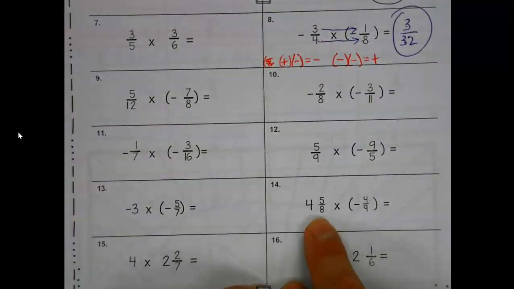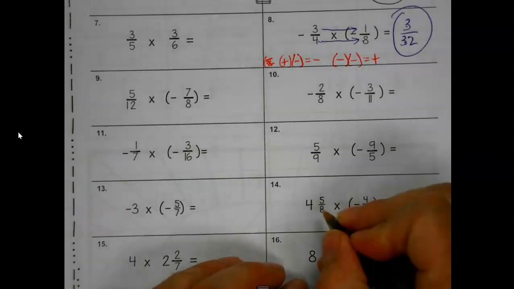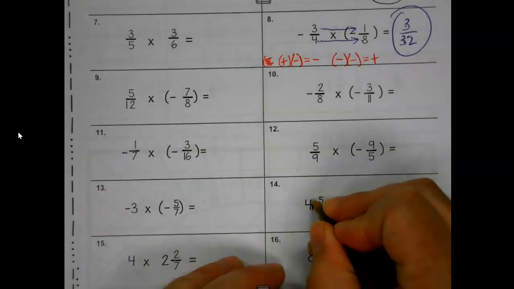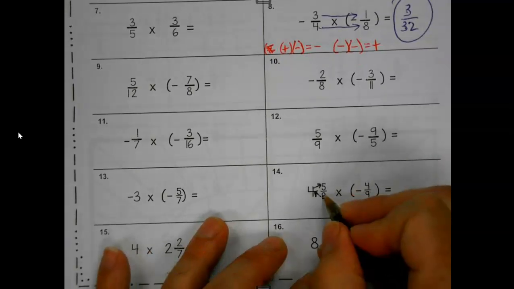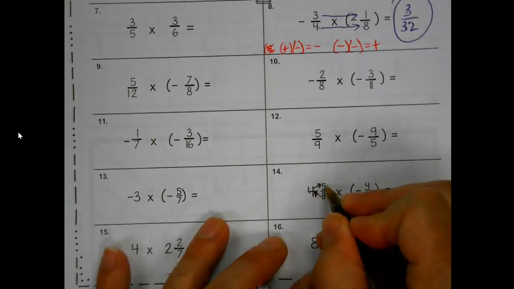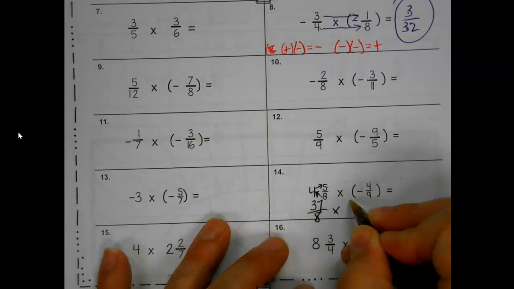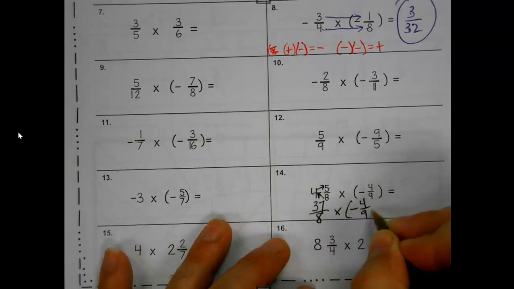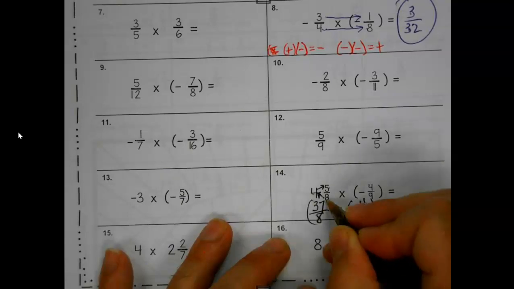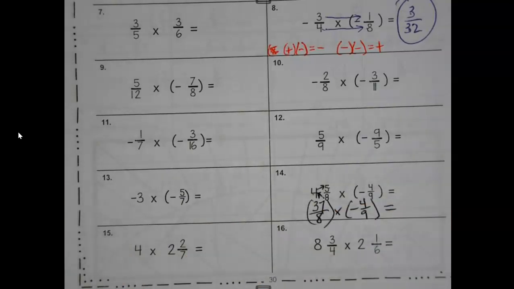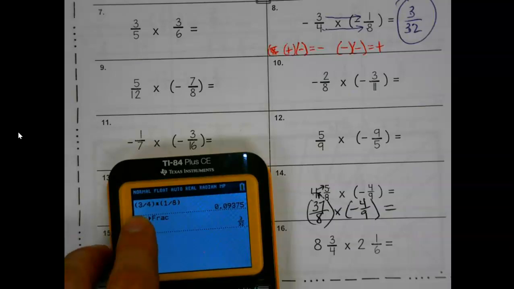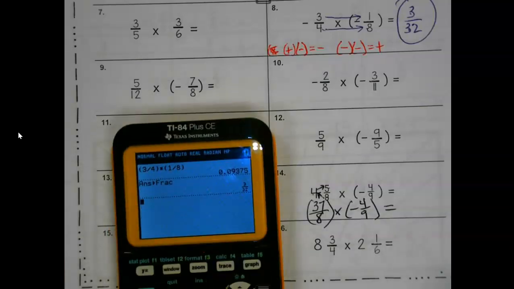Mixed numbers, we just change back into improper. We'll do one last one here, because the division we're just flipping. 32 plus 5 is 37. If you want to do it all in the calculator at once on one of these, just remember fractions you're going to want to put in parentheses if you're using the calculator. Otherwise, we can just multiply across.